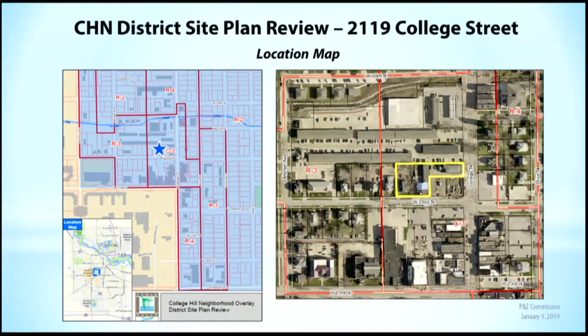Yeah, this item was presented last meeting on December 12th, and it's a College Hill Commercial Overlay District site plan review for a mixed-use building at 2119 College Street. And you can see the property there on the aerial photo. It's in the C3 zoning district near the northwest corner of College and 22nd.